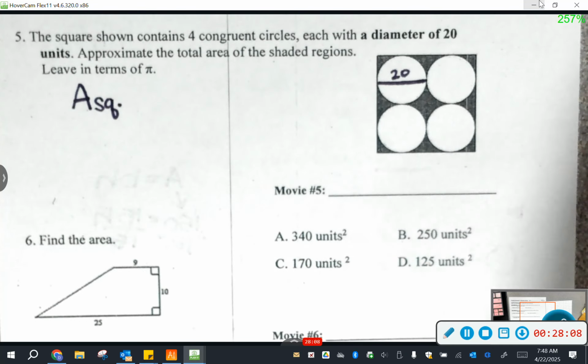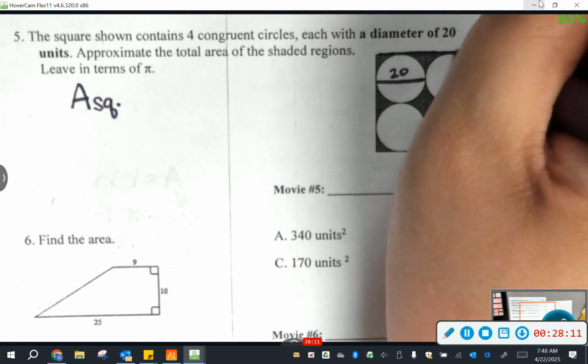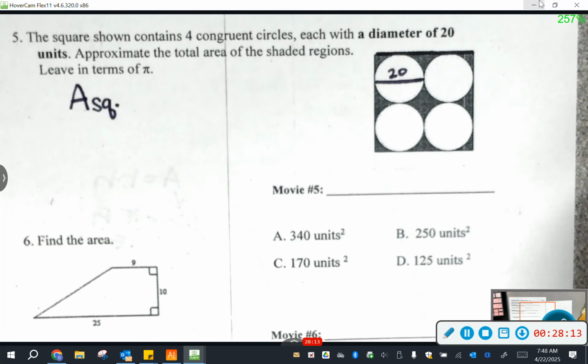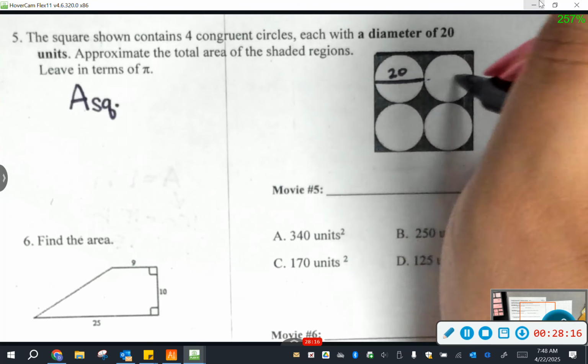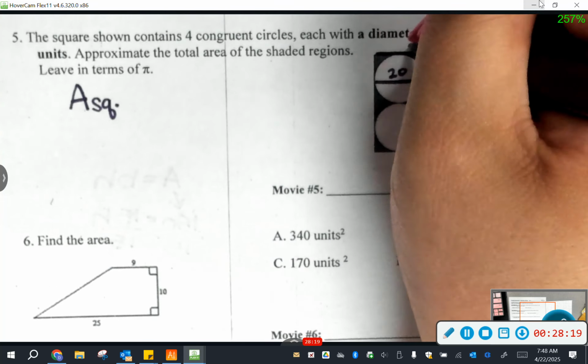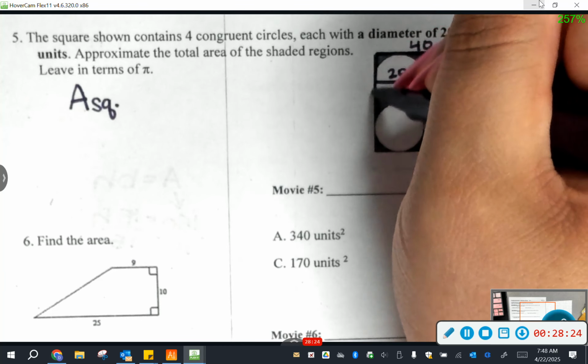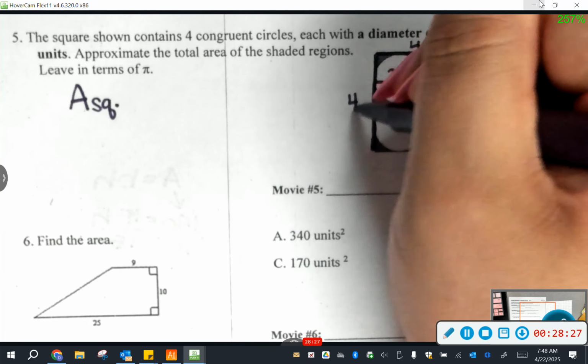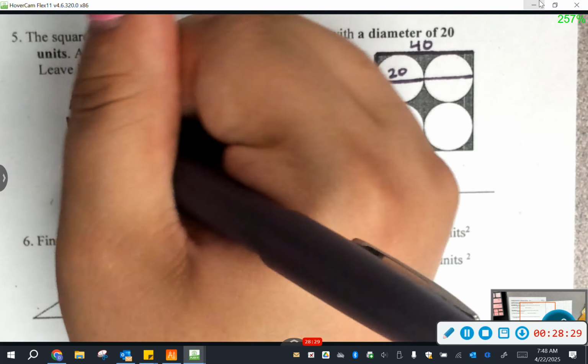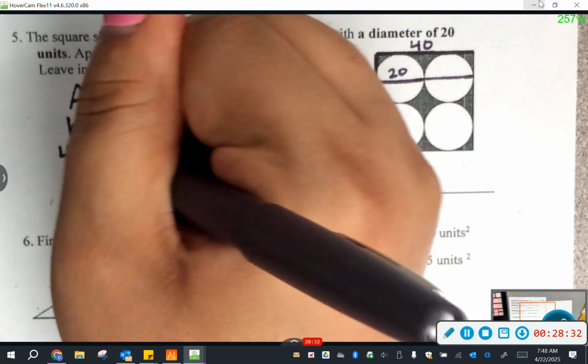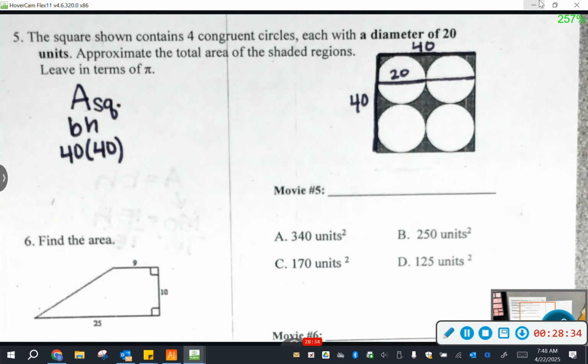Well, what is the side of this square? Why 40? 20 and 20 is? And do you agree that will also work this way as well? This will also be 40. So if I do base times height, what is 40 times 40? Anybody? 1,600.